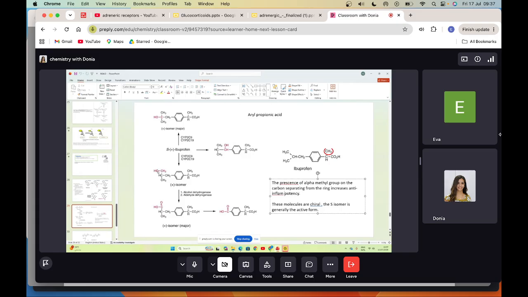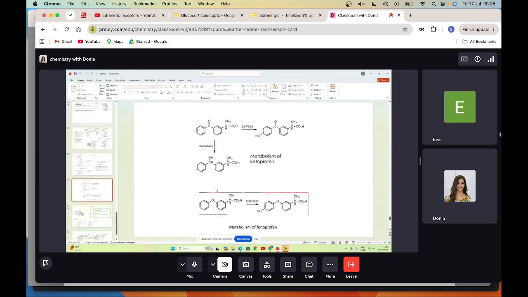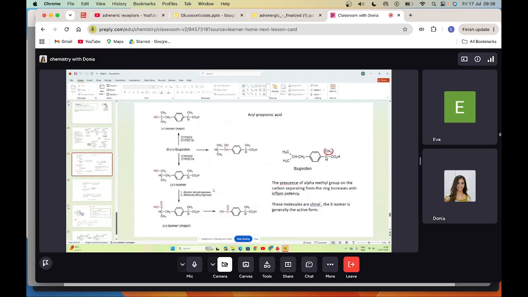Here from omega oxidation, it became CH2OH, an alcohol. This alcohol can undergo further oxidation to give an acid. Is it clear? Wait, sorry. The CH3, it increases activity, the presence of the CH3? Yes.